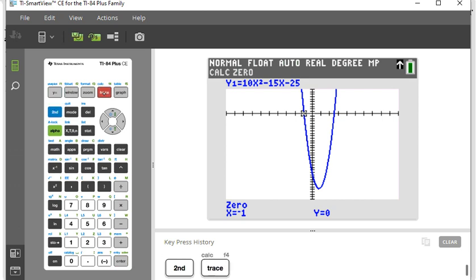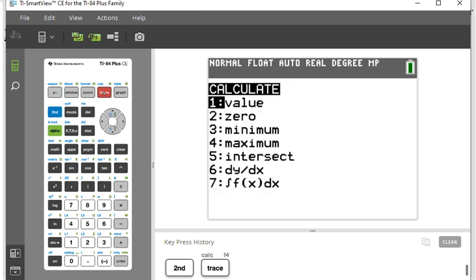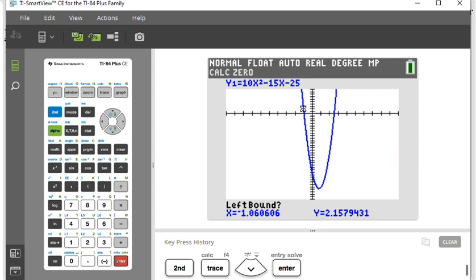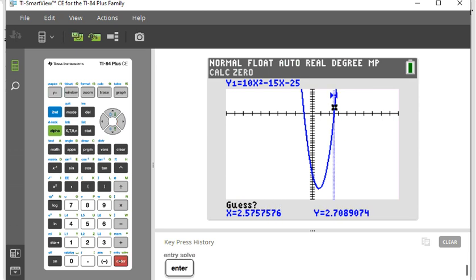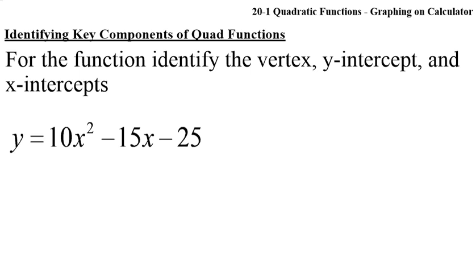Second intercept, second trace again. Again, we want the 0 value, but now we need to scroll over to the right intercept. And from there, we want to be on the left side. So if I'm below it, I've moved to the left of it, enter. Want to be on the right side of it, enter. Please guess it. 2.5, 0. So we can get good information off of our calculator.